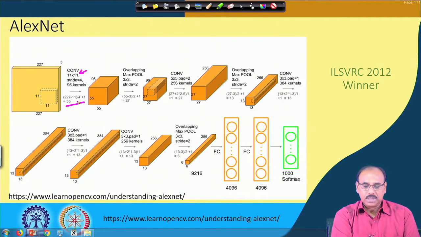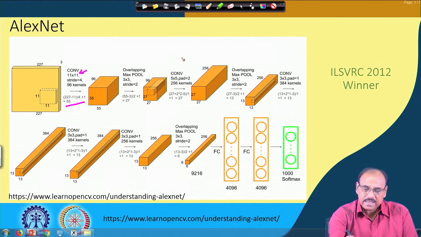Then after this convolution layer, you have the overlapping max pool layer, where the max pooling is done over a window of 3 by 3 and stride equal to 2. Because our max pooling window is of size 3 by 3 but the stride is 2, the max pooling will be done over overlapped windows. After max pooling, the size of every feature map is reduced to 27 by 27, and the number of feature channels remains 96.